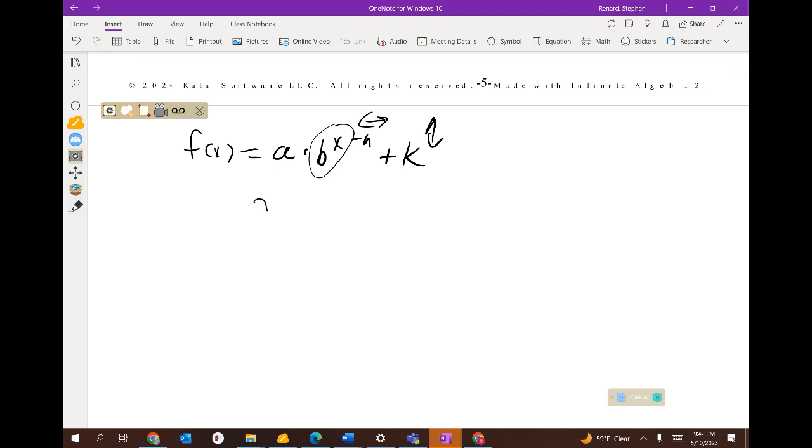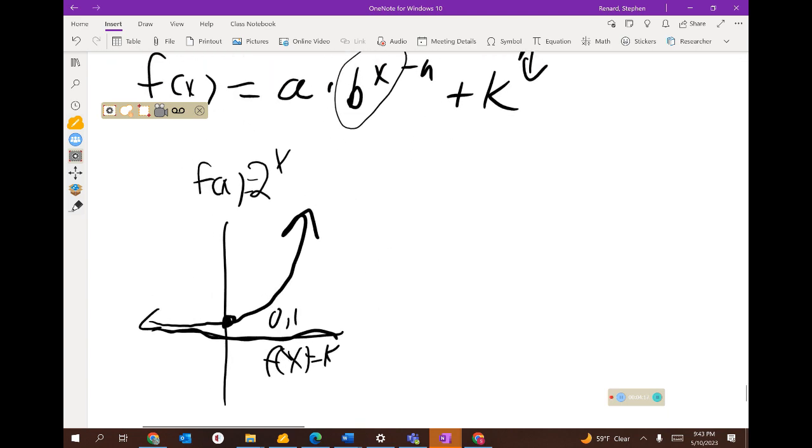So if we have 2 to the x, okay, your basic exponential function. It's going to cross here at (0, 1). And the asymptote is always going to be at y equals k, or f of x equals k, rather. So in this case, where we just have f of x equals 2 to the x, k equals 0. So that's why we have that right there.